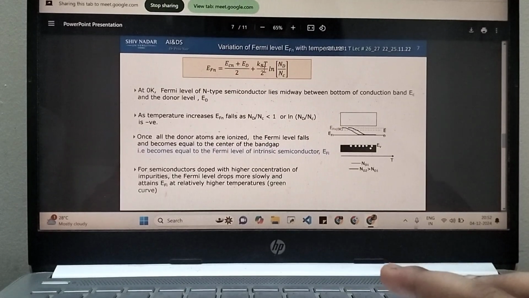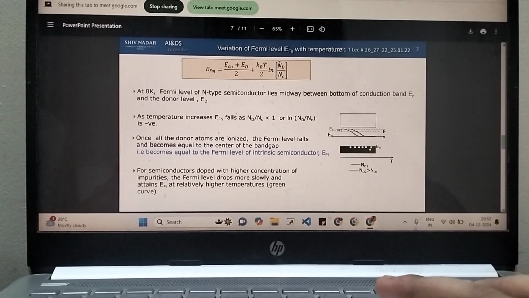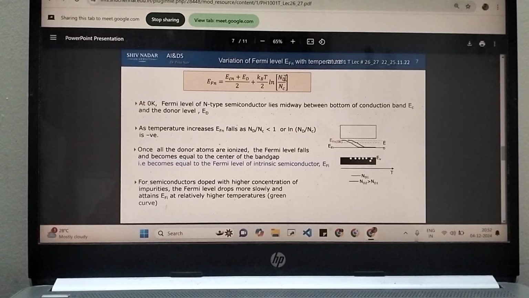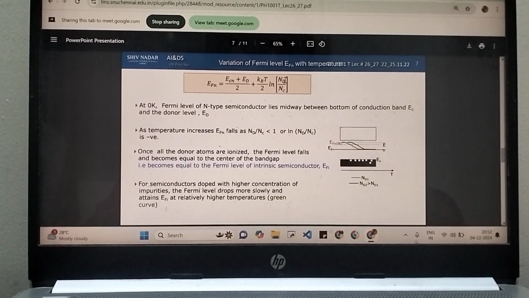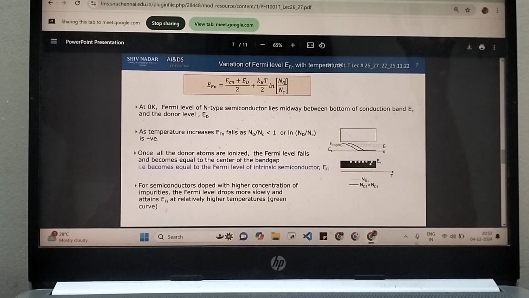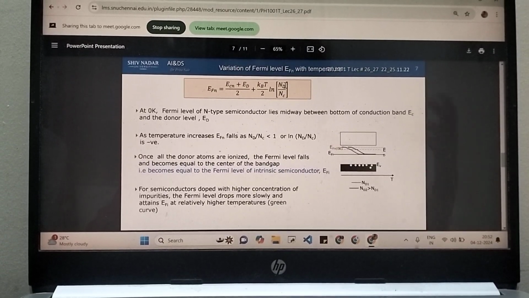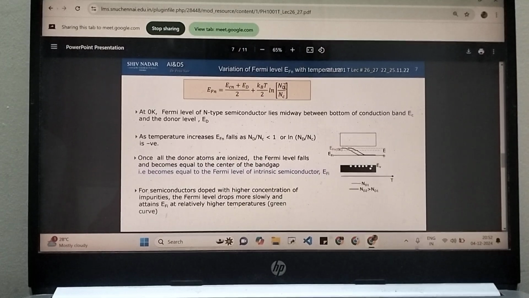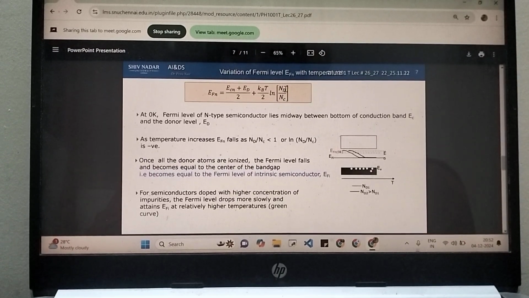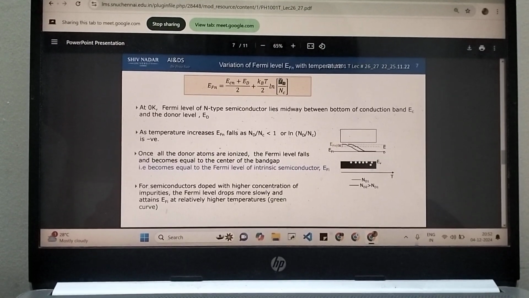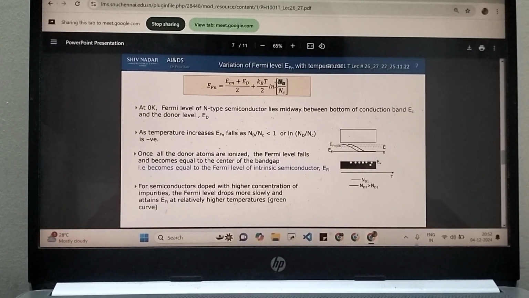Why is this happening? Because Nd is going to decrease. Nd is the number of donor atoms you have which have not yet lost that extra electron. So as I give more and more heat energy or optical energy or electrical energy, more and more donor atoms are going to lose that fifth electron. So the number of atoms which have not yet lost that fifth electron is going to decrease.